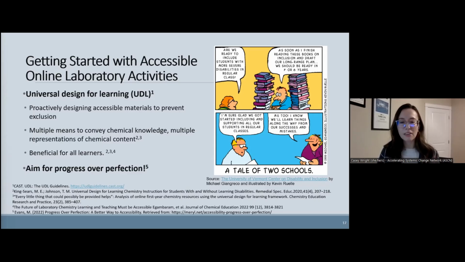And then I just really encourage you to be proactive in adapting new technologies for accessibility. As the disability advocate Meryl Evan urges us, really just aim for progress over perfection. Just getting started is very important because these technologies can improve your understanding of how students learn and really help your students feel included in chemistry.